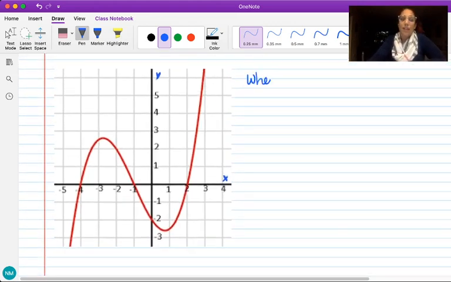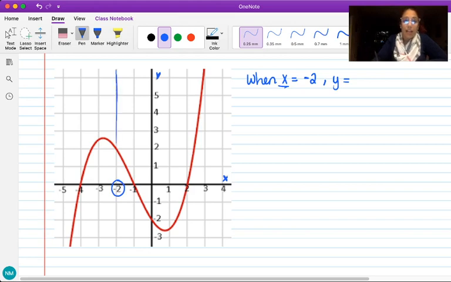When x equals negative 2, what does y equal? So what I'm going to do is I'm going to go to negative 2, right? Here's negative 2, at x equals negative 2, on my x-axis. And I'm going to pretty much think about it like this.